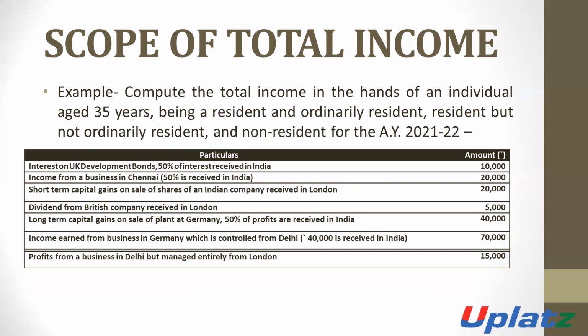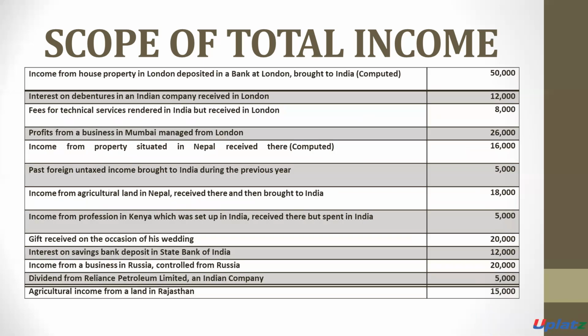But in the case of non-resident or not ordinary resident, the income which accrues and arises in India will be taxable. When it accrues and arises in India, then it will be taxable in India. So interest on UK development bond is totally taxable in the hands of resident and ordinary resident, but only 50%, meaning 5,000 rupees which is received in India, will be taxable in the hands of resident and not ordinary resident, and non-resident.